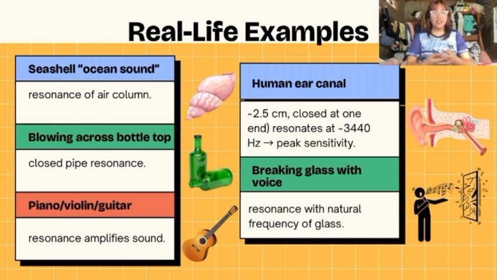The human ear canal. Our ear canal is about 2.5 centimeters long and functions like a closed pipe. Because of resonance, it naturally amplifies sound around 3,440 Hz, which is why the human ear is the most sensitive in this frequency range. This is also the reason we can easily detect speech sounds that fall within this range.